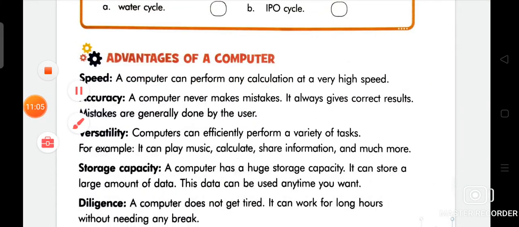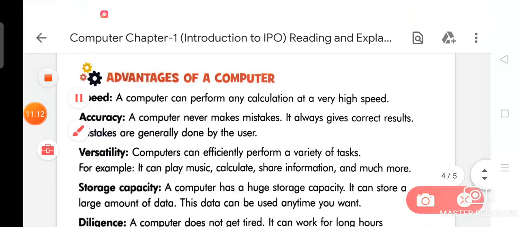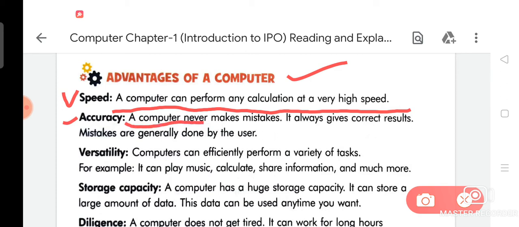Now student, we are going to read about the next topic, that is advantages of a computer. Point first is speed. A computer can perform any calculation at a very high speed. Number two, accuracy. A computer never makes mistakes. It always gives the correct result. Mistakes are generally made by the user.